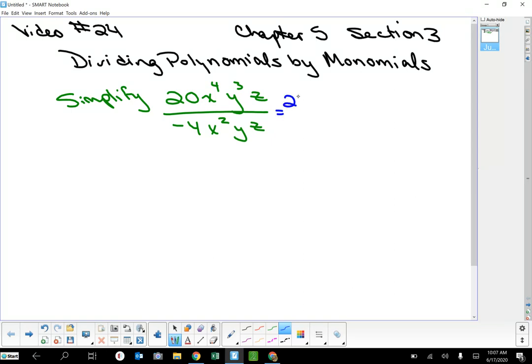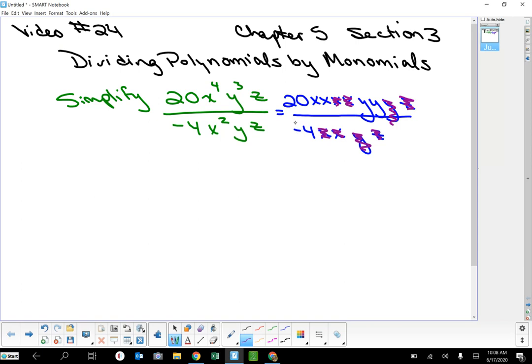Remember that 20x to the fourth could be this, and then y to the third is 3 y's and a z. And then your denominator is negative 4, x x for x squared, y, z. And you can cancel anything that they have in common. So they both have a z, so I'm going to get rid of those. Here's a y they both have. And two x's, so 2 x's on the bottom, 2 x's on the top.